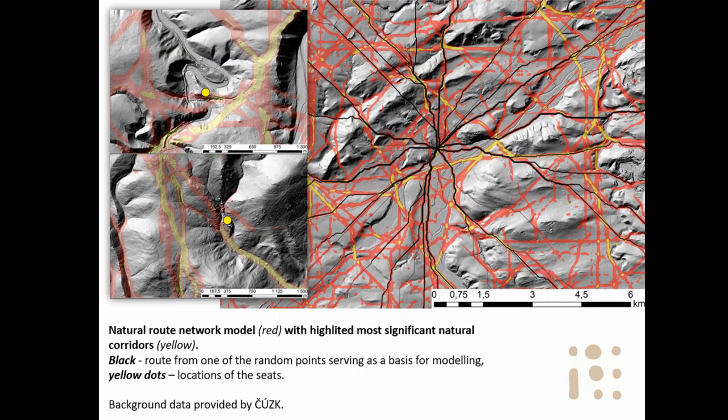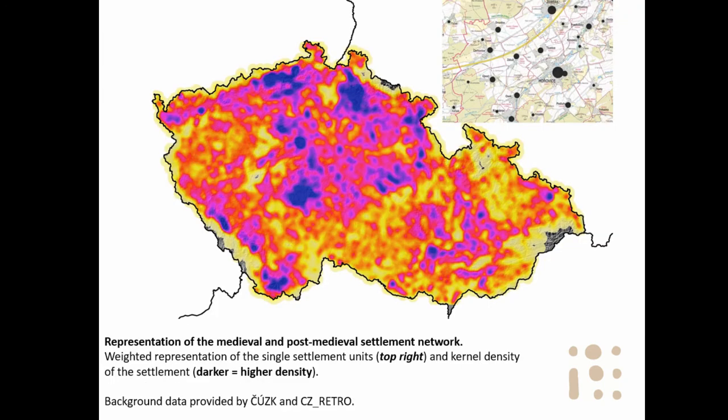Again, another layer might be the travel network or route network. I used the algorithms explained by Philip Verhagen and the others to create a natural route network, which gives you again some general affordance of the landscape towards accessibility. And as I said, very important is some connection to the settlement network. So I used a database called CZ Retro, which covers the development of settlement from medieval times, which may be used as a background for the settlement.